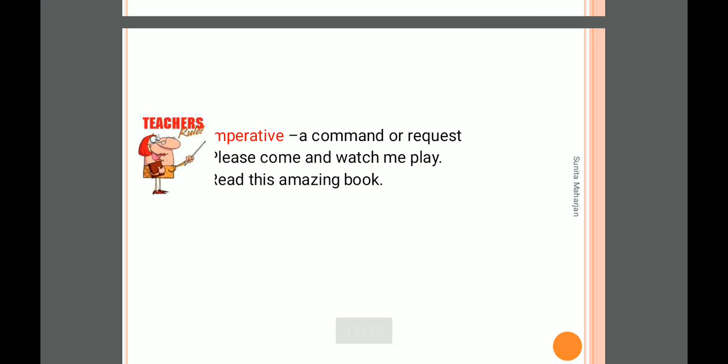The last is imperative sentence. This is the sentence we use for commanding or requesting. For example, please come and watch me play. And for command also, bring a cup of tea, close the door, switch off the fan. These are the examples of imperative sentence. Mostly, an imperative sentence starts with a verb. There will be absence of subject. So the structure of imperative is verb plus object.